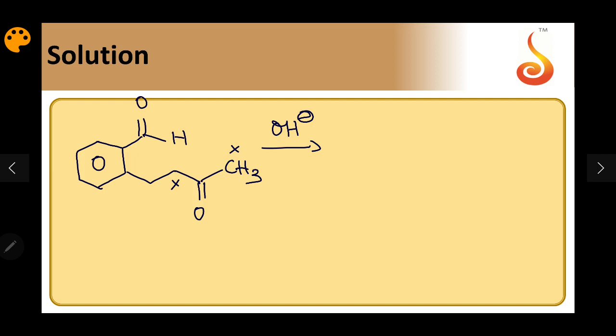If I number the carbons 1, 2, 3, 4, 5, 6 and 7, just for writing the product, I have alpha hydrogen atoms at 5 and 7. I can move the carbanion formed at 5 to the aldehyde group, because aldehyde is more reactive towards nucleophilic addition. So if I move 5 to 1, the product will be like this.